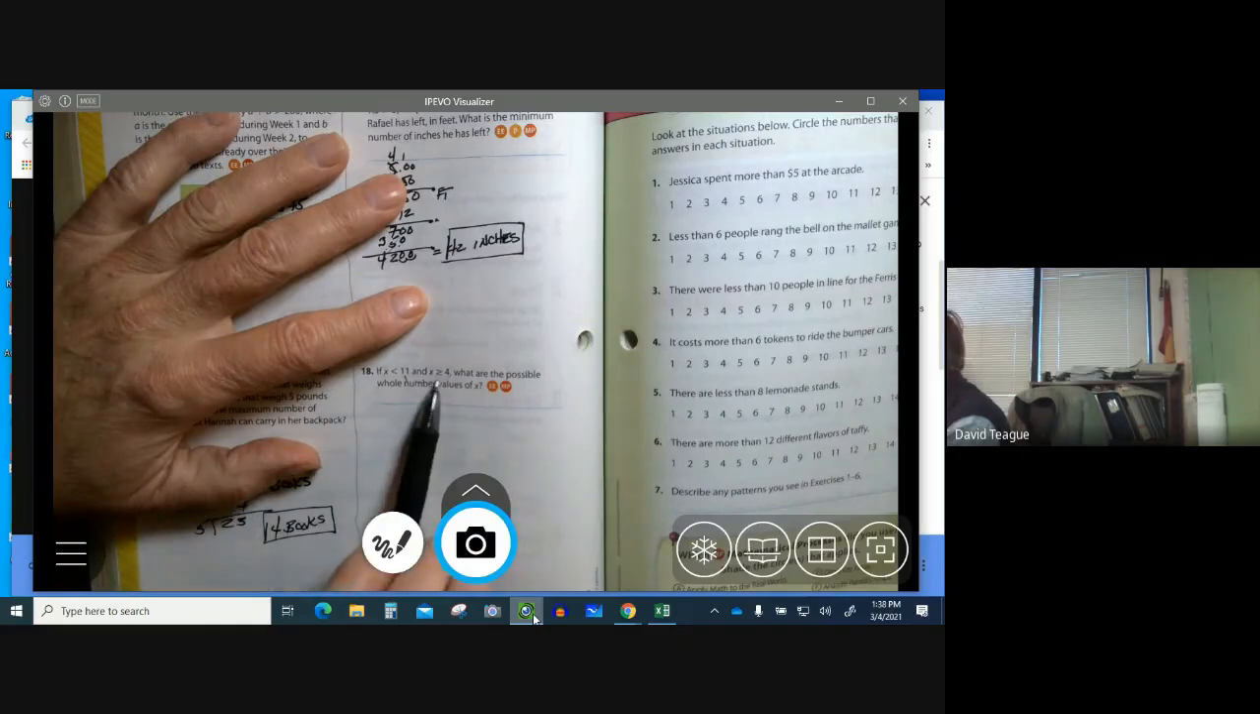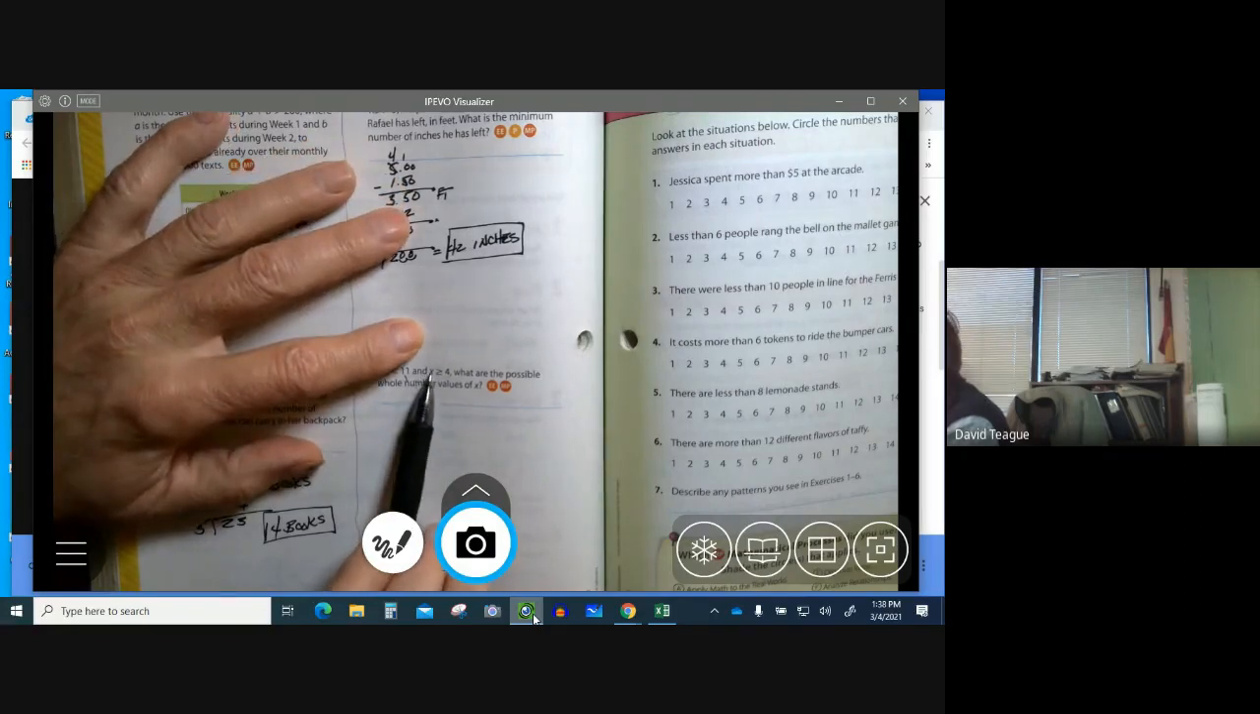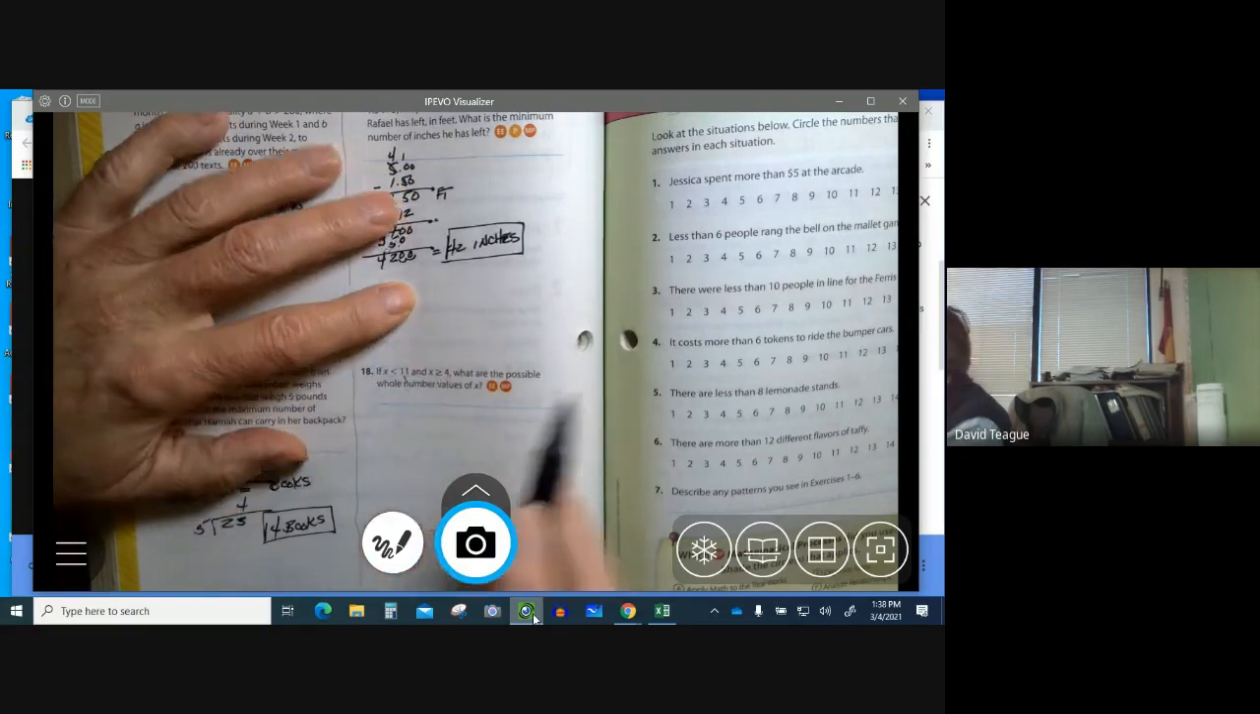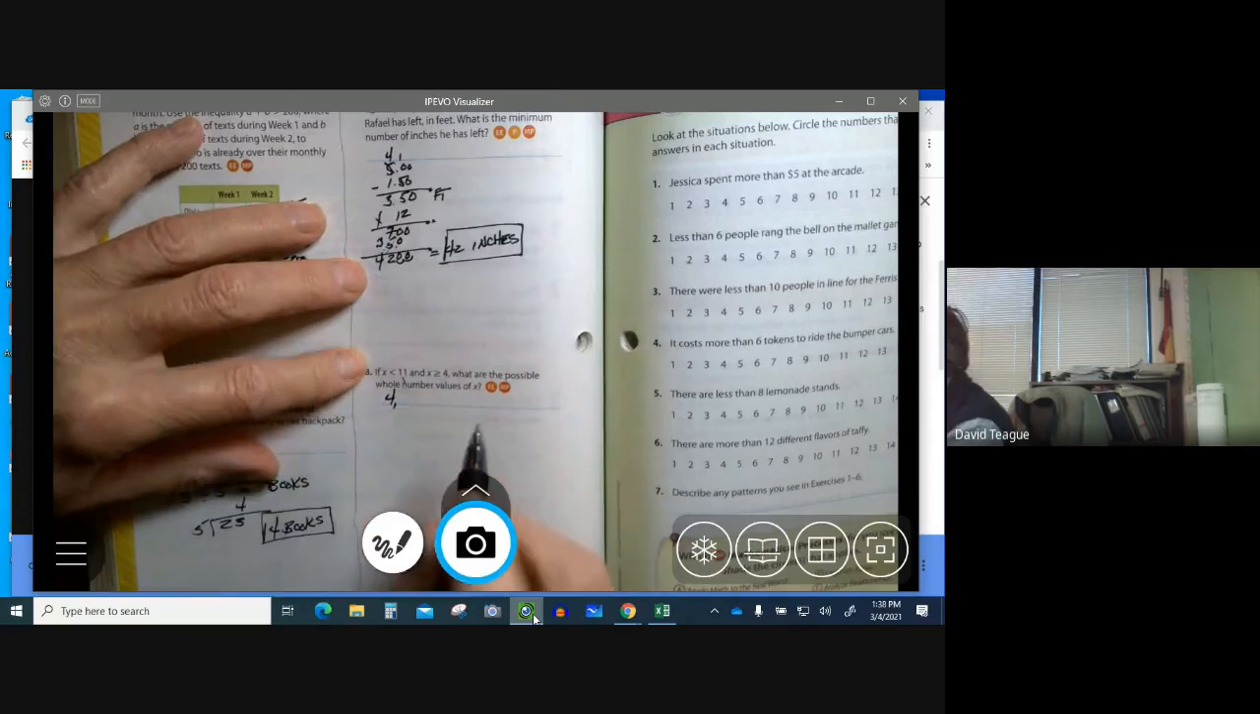So I notice real quickly that this says equal to. So I know that 4 will work over here. So 4 is greater than or equal to 4. Let's see if it works over here. Is 4 less than 11? Yep. So guess what? That's an answer.